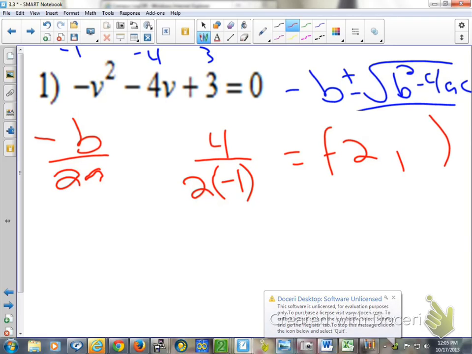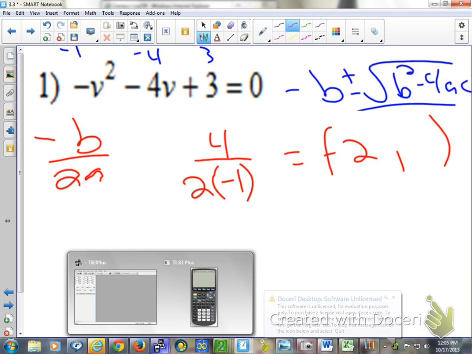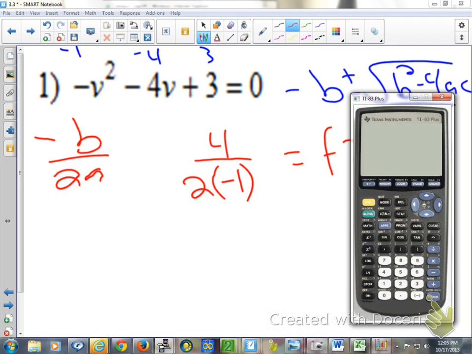And the negative 1 is from negative b squared, right? It was negative b, and our b is negative 4. So negative 4. Now, watch how awesome these calculators are with this kind of problem. I'm going to graph this problem: negative x squared minus 4x plus 3.